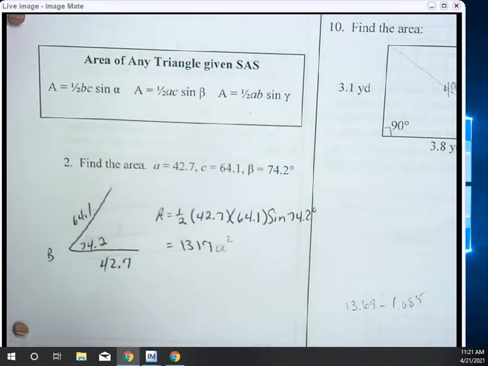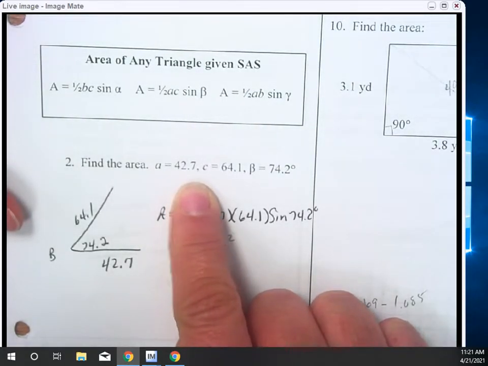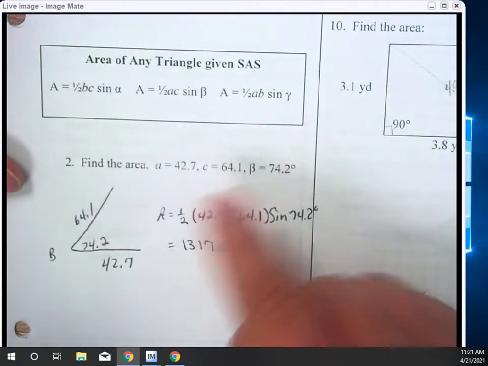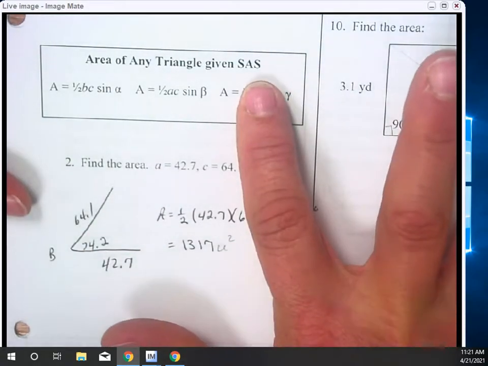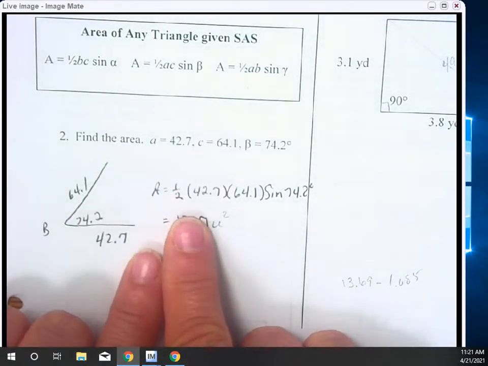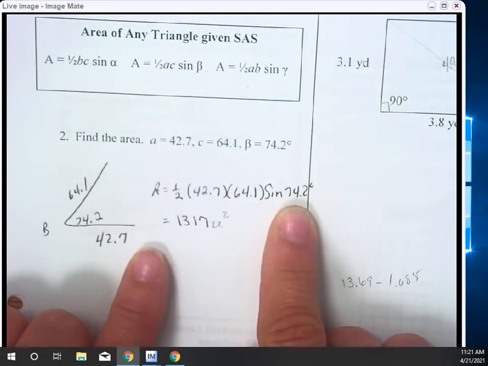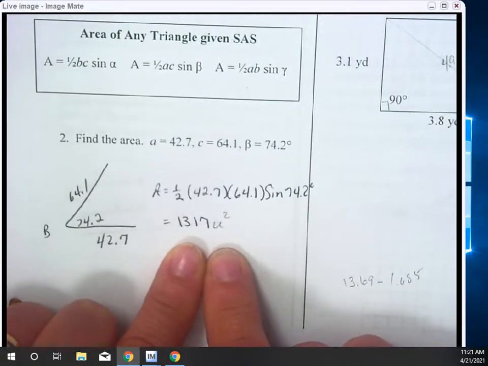We have the area of a triangle that we're trying to find, and I've given A is 42.7, C is 64.1, and my beta is 74.2 degrees. So what I did was I sketch out a rough triangle, and I realize I have side angle side. Then I write down my area equals 1/2 times 42.7 times 64.1 times the sine of the included angle, 74.2. Put it into my calculator, and I get 1317 units squared.